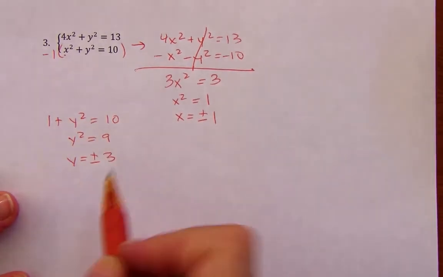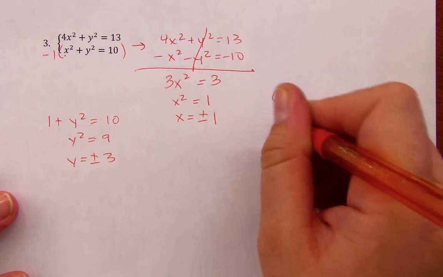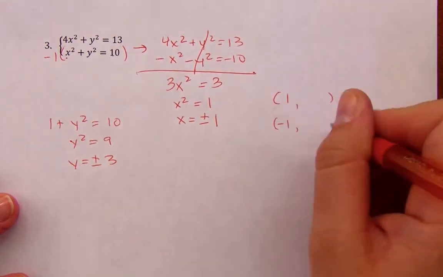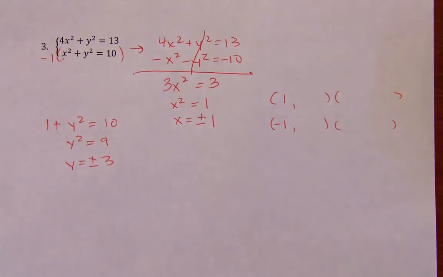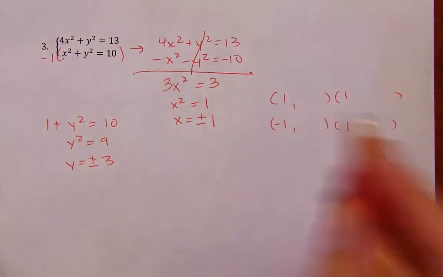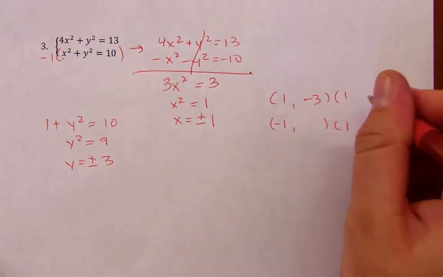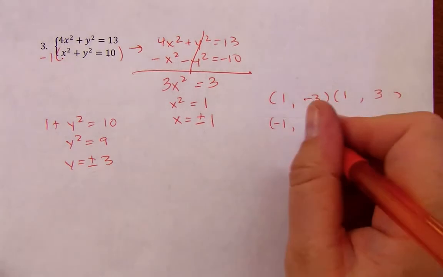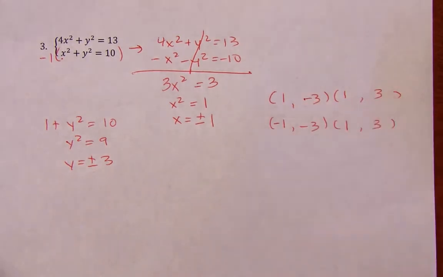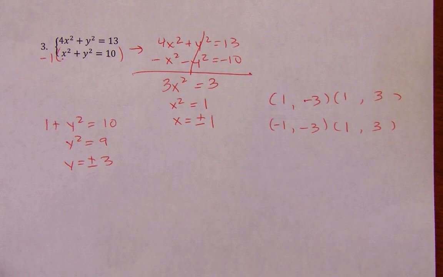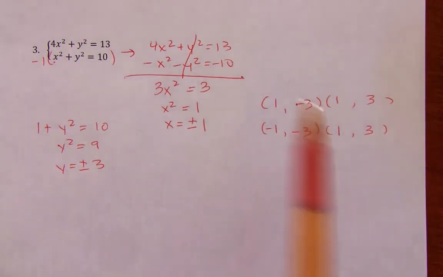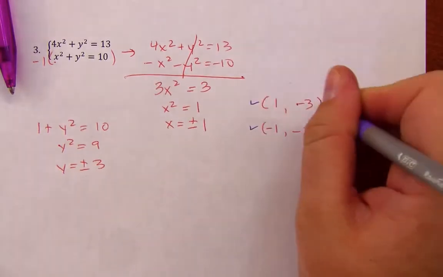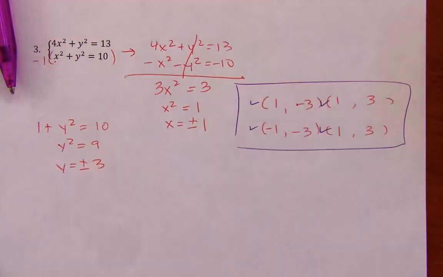Now because we have all of these options here for x equals 1 and x equals -1, we're actually going to end up with 4 coordinates. So for 1, I'll have -3 and +3. And for -1, I'll have -3 and +3. So I need to check all 4 of these points. Now, in order to just save some time here, rather than taking the time to plug all 4 in, I can tell you right now, all 4 of these work, so all 4 of them are solutions.